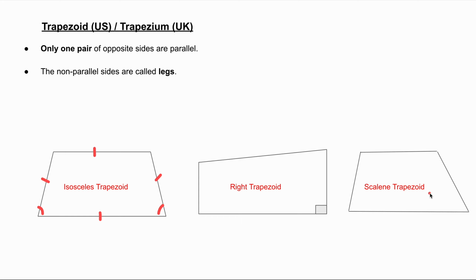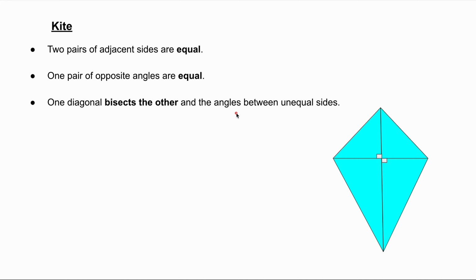This is a scalene trapezoid where all the sides have different lengths. All the sides are different and all the angles are different. Kite. Two pairs of adjacent sides are equal. This side and this side have the same lengths, and this side and this side have the same lengths. Also, in a kite, as we said before, the diagonals cut each other, forming 90 degrees. The diagonals in a kite are perpendicular.